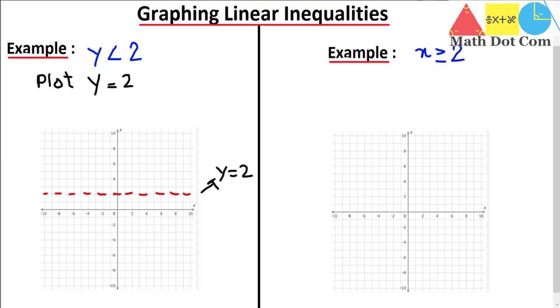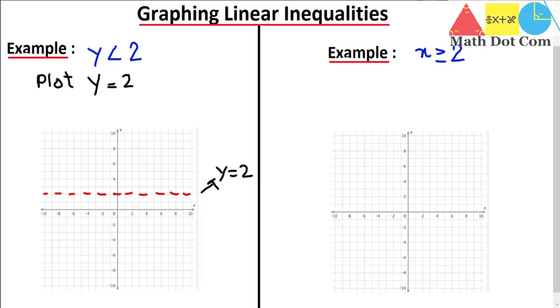But we have not plotted a solid line because in the solution set, or you can say in the solution of this solution set means what are the values that will be included while graphing this inequality. So the values that lie on this red dotted line, that is y is equals to 2, will not be included in the solution set of the inequality y less than 2.